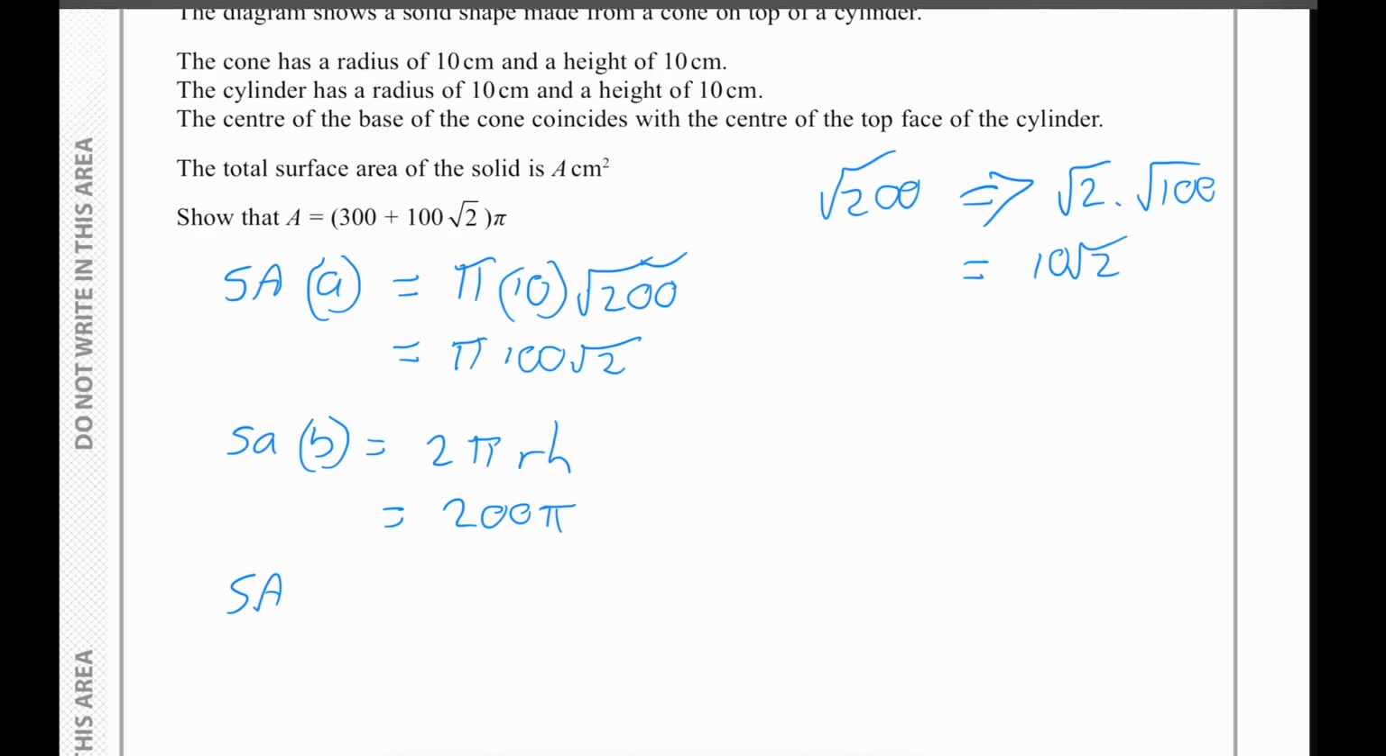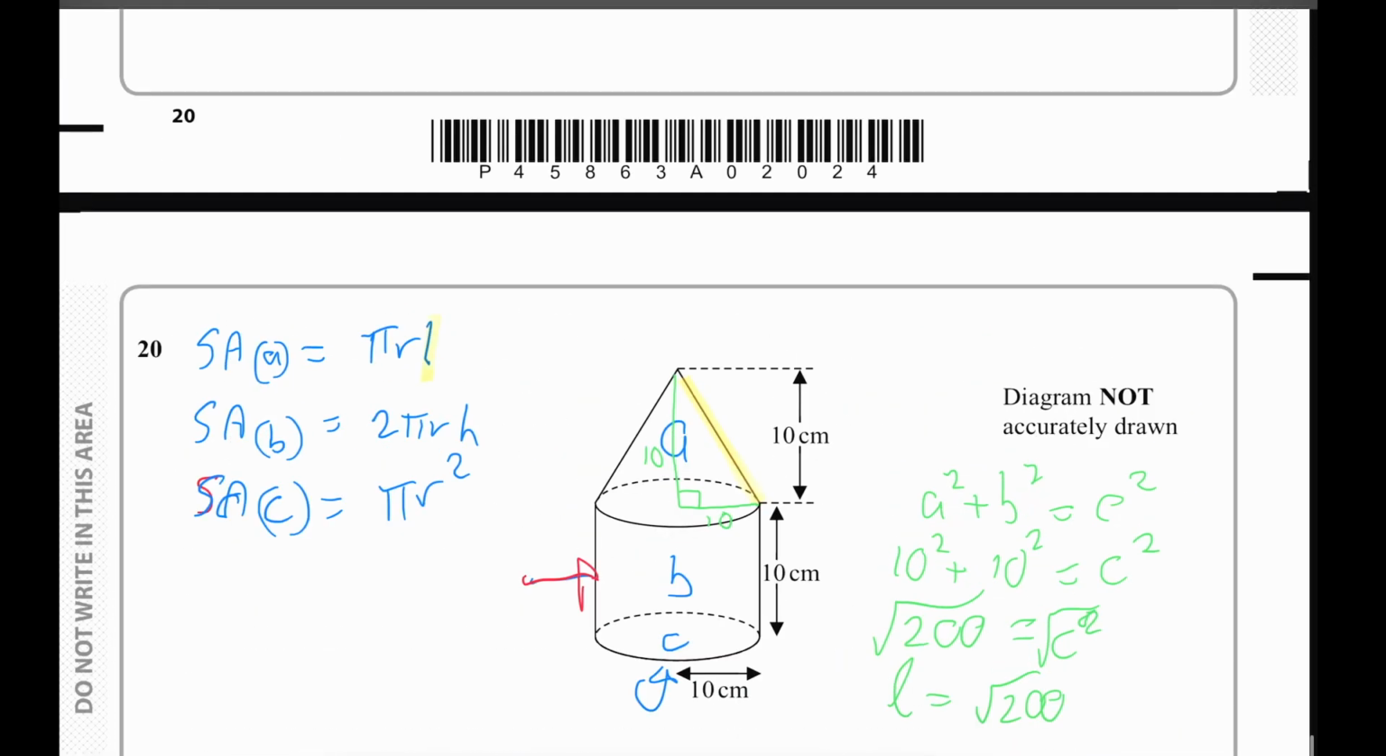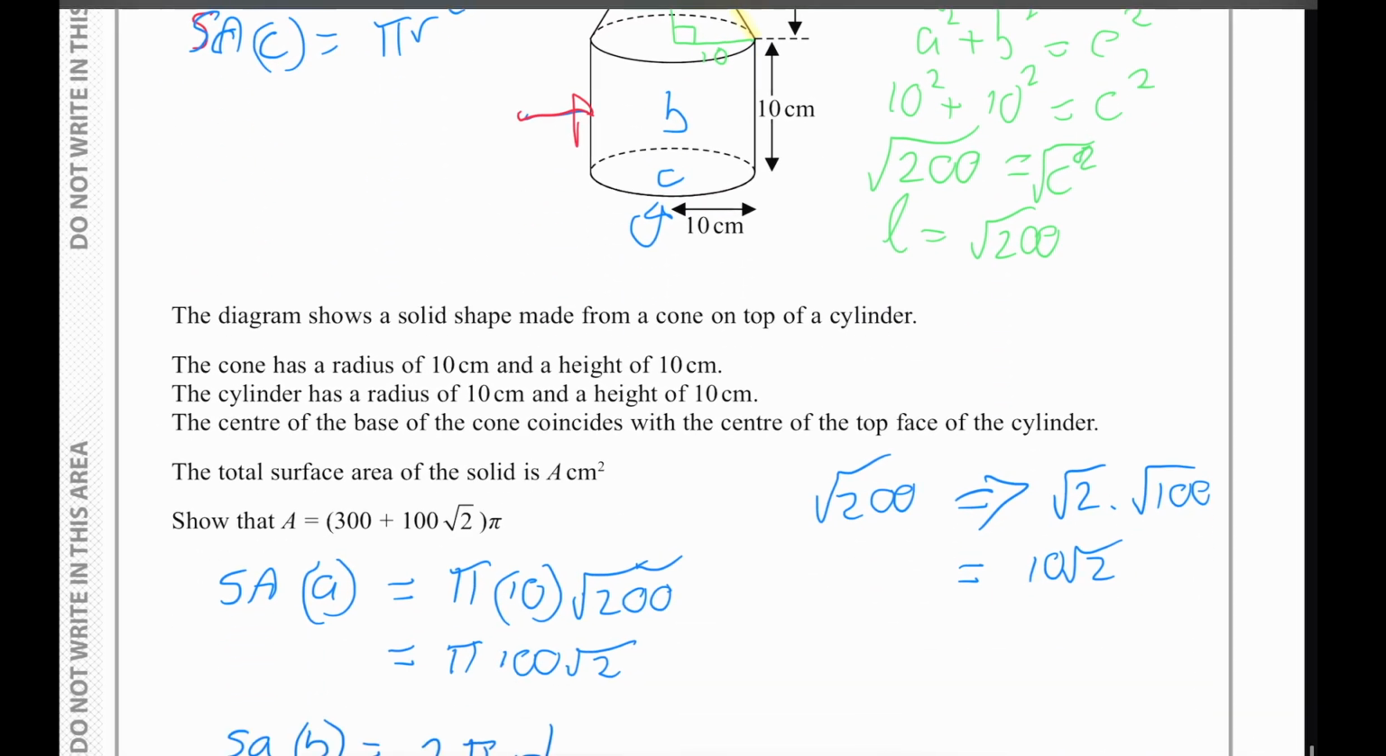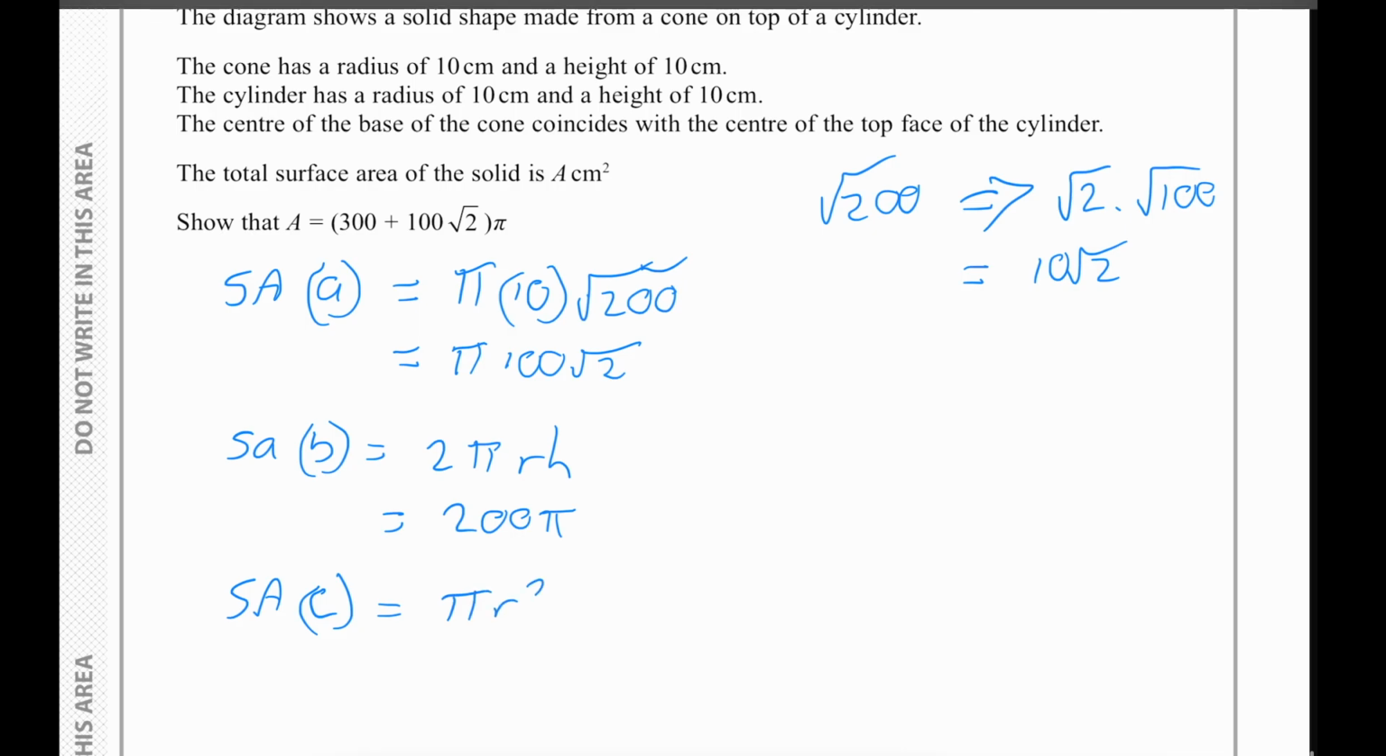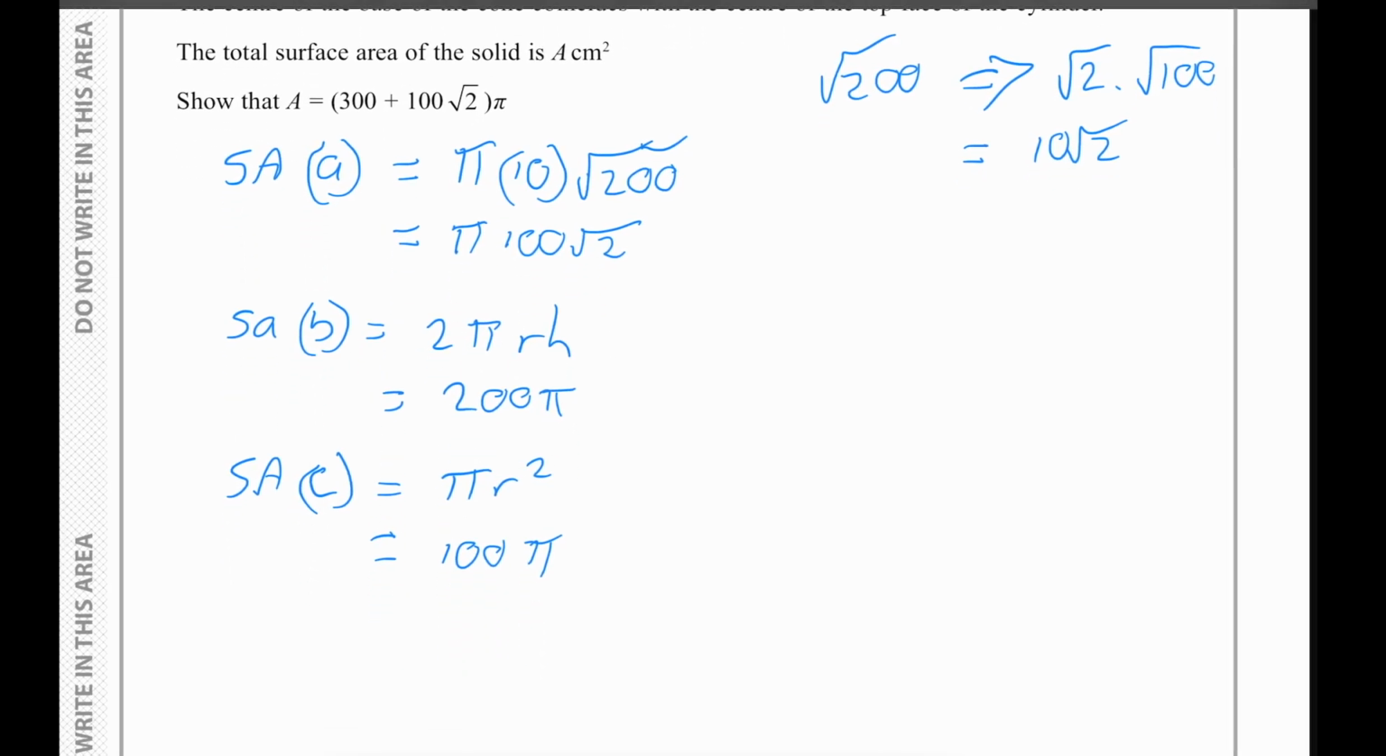And then the surface area of C is pi r squared, and once again that is just plugging in my radius, which is 10, so 10 times 10, so that's 100 pi. And it says to us that the total surface area is in centimeters squared, and we need to show it in that form.